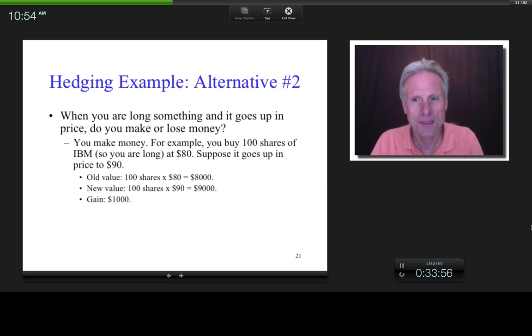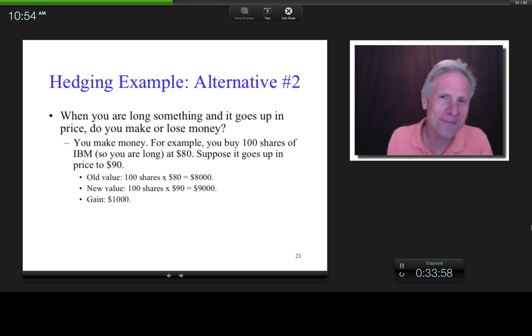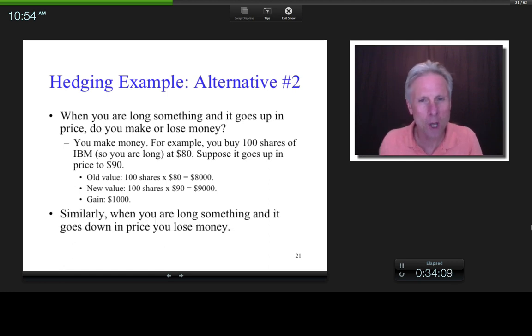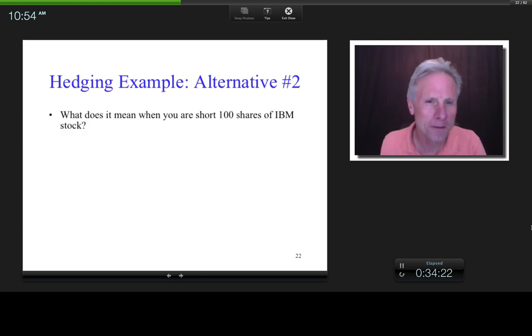Okay. And what if IBM had gone down in value? Suppose it had gone from 80 down to 70. Would you have made money or lost money? Lost, right? So this is what we're used to. When you're long something or when you own something and it goes up in price, you make money, and when it goes down in price, you lose money. So that's the easy thing. That's what you're used to. Okay? Now, what about the other thing? What does it mean when you're short 100 shares of IBM stock?